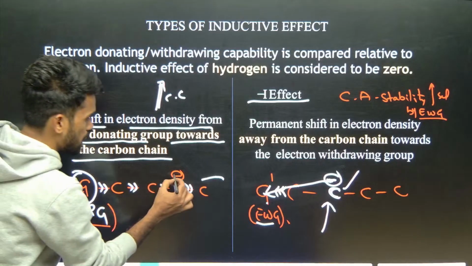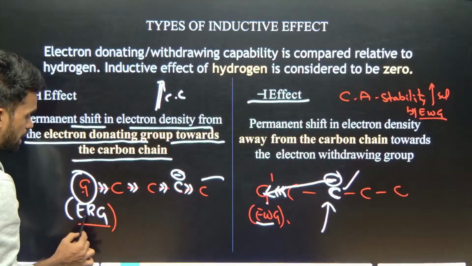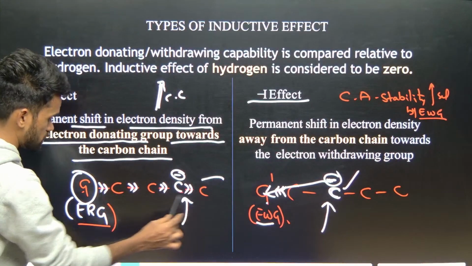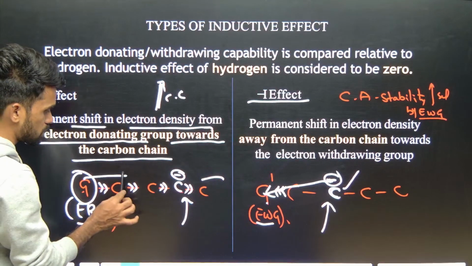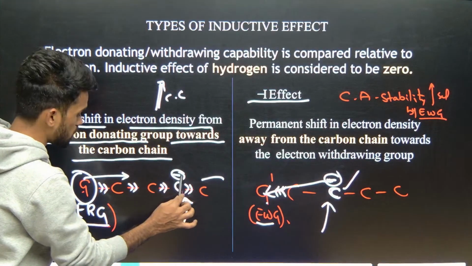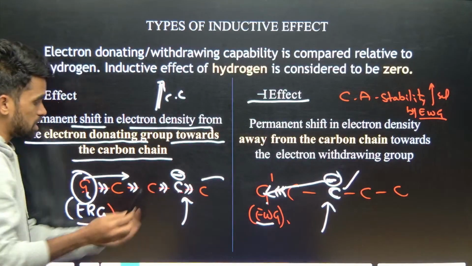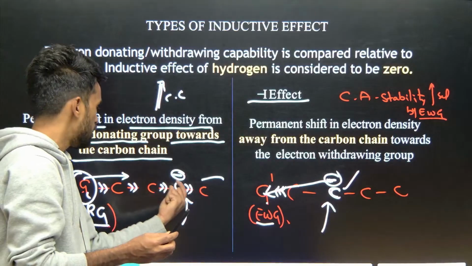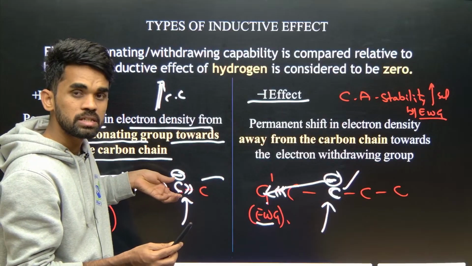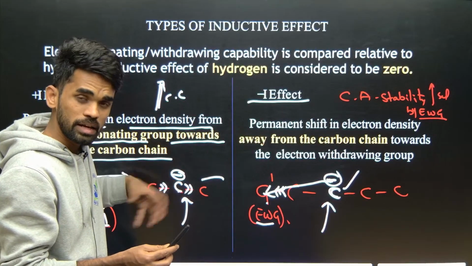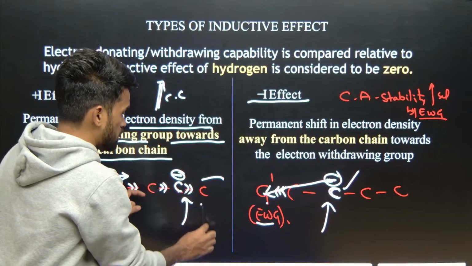Because carbanion means negative charge. So this negative charge already has more electron density, and this is an electron releasing group. If it is an electron releasing group, it releases electrons into the system. Already negative charge, and this group is releasing electrons, so it becomes more electron density. That small carbon already bearing too much electron density, and this group is releasing electrons towards it. Therefore what happens to the electron density? Again further increased. If electron density is increasing, carbanion stability decreases.